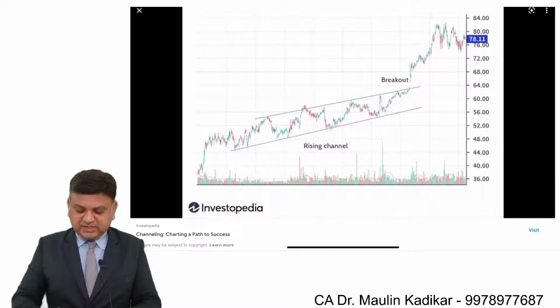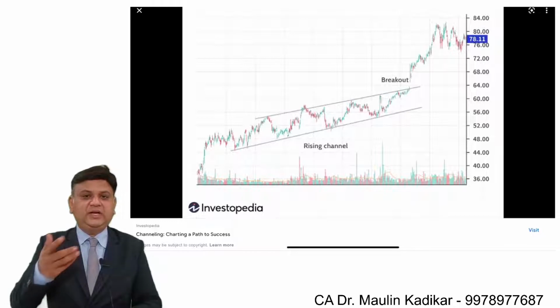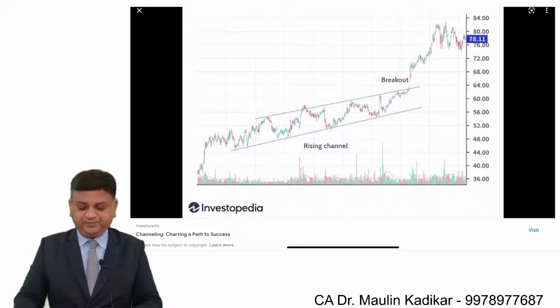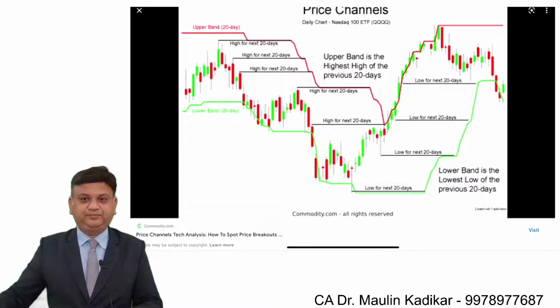You can see the rising channel, and there is a breakout that they have given. Breakout means that now this kind of price movement is not there, so we have a different kind of price movement. That is what we understand. Again, these are different, like using the candlestick chart, this kind of price pattern is drawn.